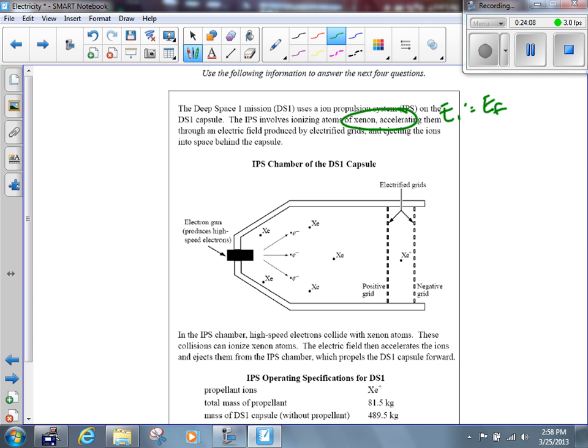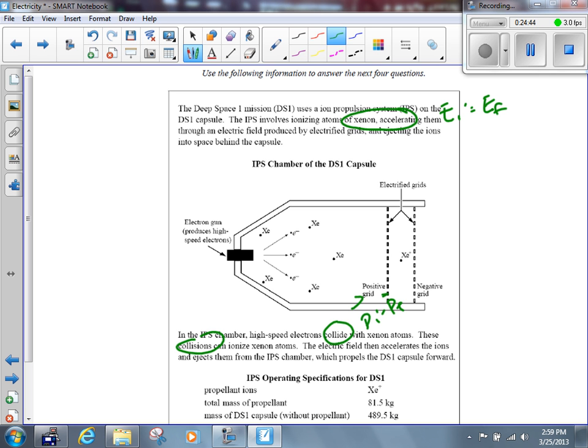Ejecting the ions into space behind the capsule. Then we get the diagram. It says in the IPS chamber, the high-speed electrons collide with the xenon atoms. These collisions can ionize the xenon atoms. I see this word collision, and as odd as this might seem right now, the whole idea of conservation of momentum actually kind of jumps out at me there. Now, it seems really odd that we're doing an electricity unit with conservation of energy in the context of electricity, but yet this whole idea of conservation of momentum jumped out at me.